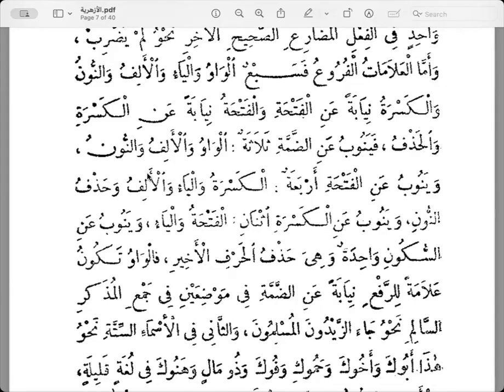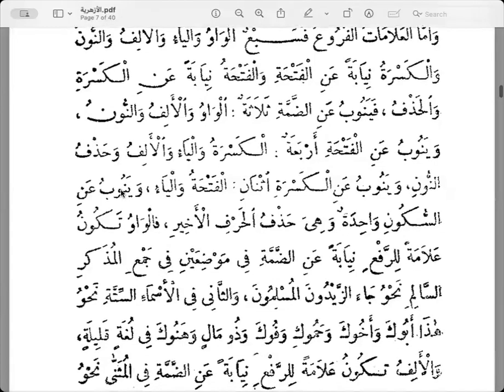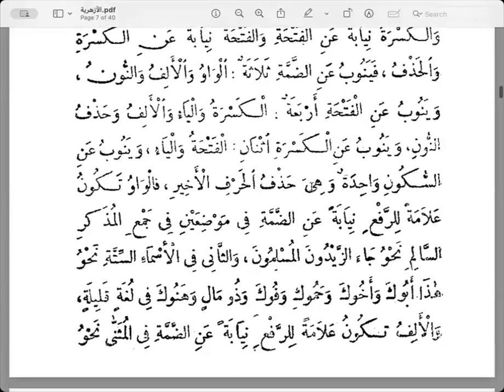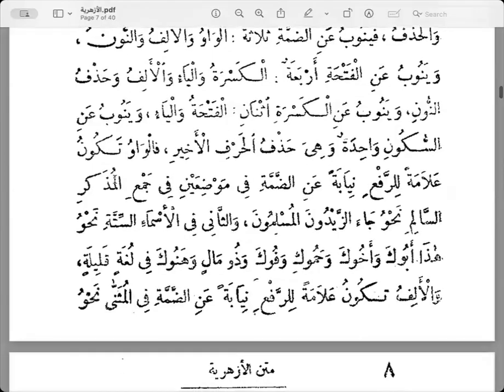Right. وينوب على الفتحة أربعة: الكسرة والياء والألف وحذف النون. وينوب عن الكسرة اثنان: والفتحة والياء. وينوب عن السكون واحدة وهي حذف حرف الأخير. فالواو تكون علامة للرفع نيابة عن الضم في موضعين: في جمع المذكر السالم نحو جاء الزيدون والمسلمون.